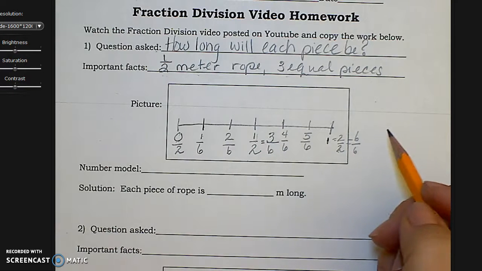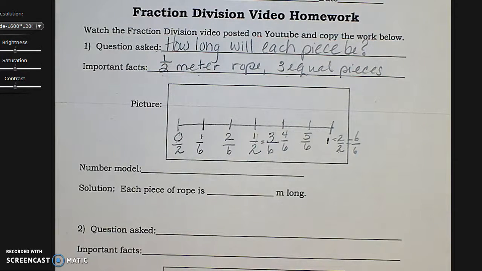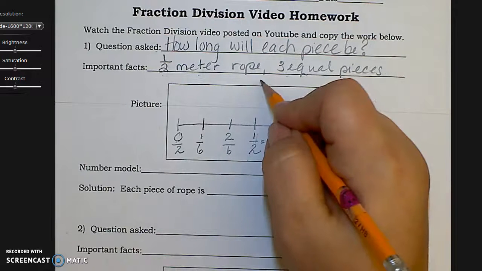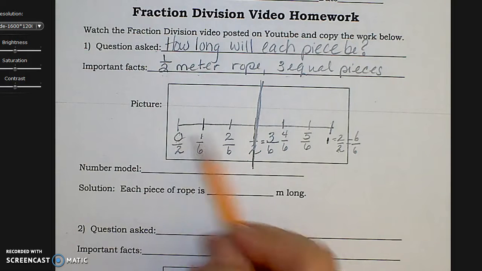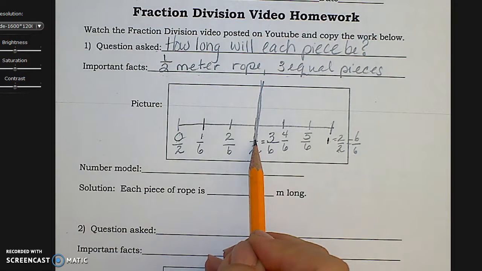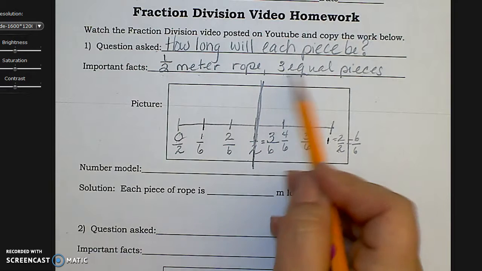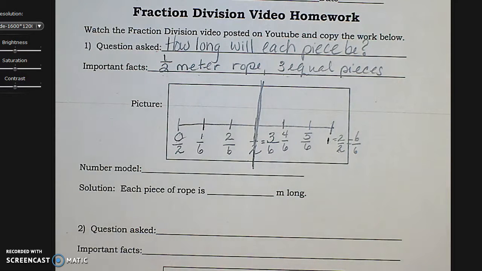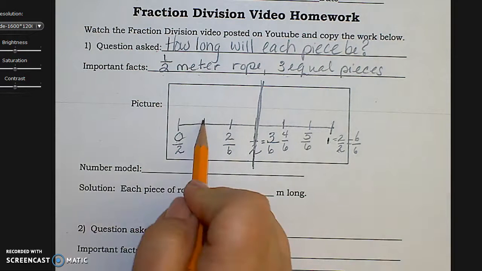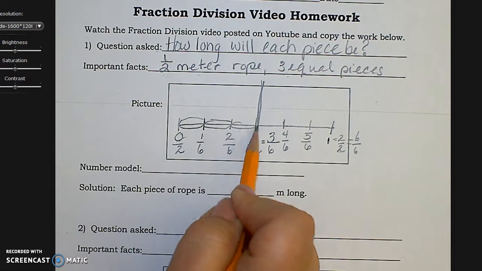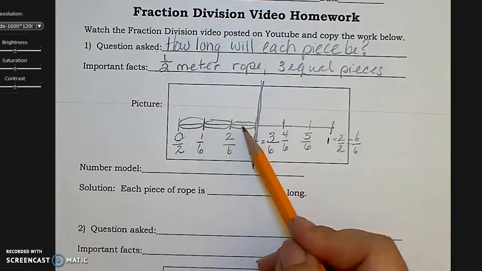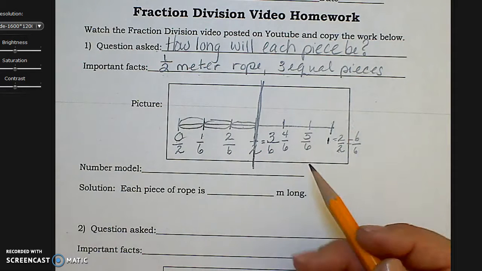So now I have my number line, which is to model my rope. I only have to worry about half a meter of rope though, so I'm going to draw a line right here, so I just focus from 0 to 1/2. Now the question is, if I have 3 equal pieces, what's the measure? Well, here I have a piece, here I have a piece, and here I have a piece. So I have those 3 equal pieces. Well, how much is each piece?